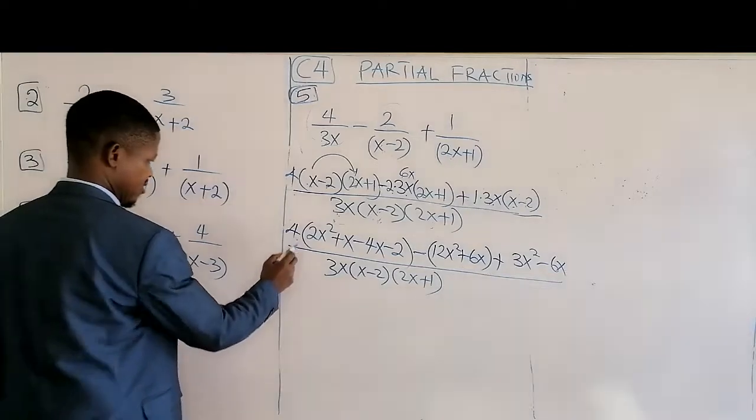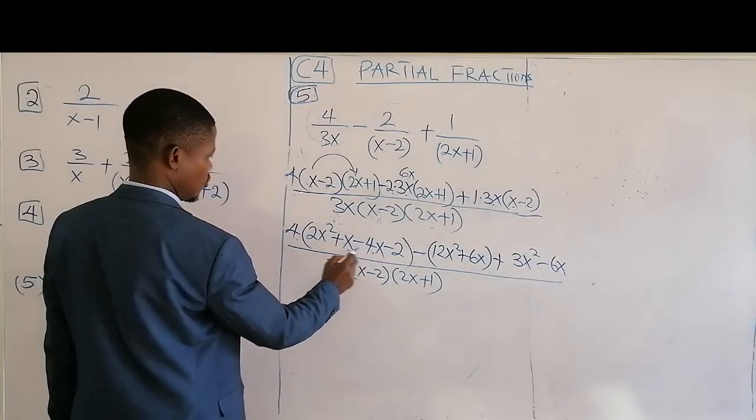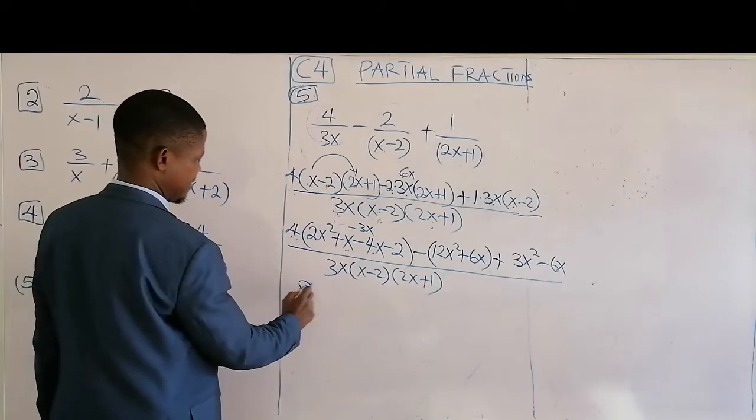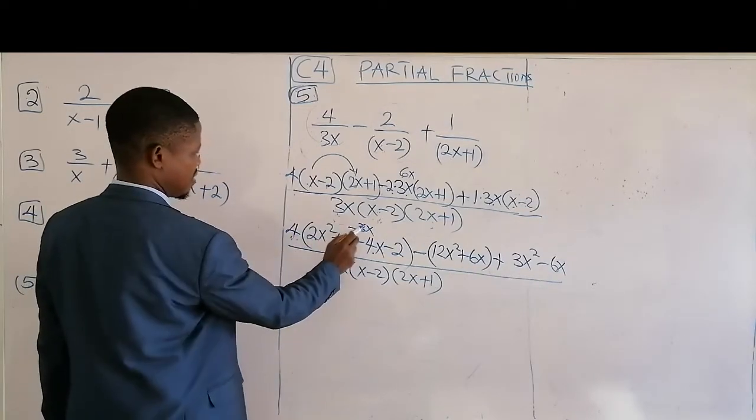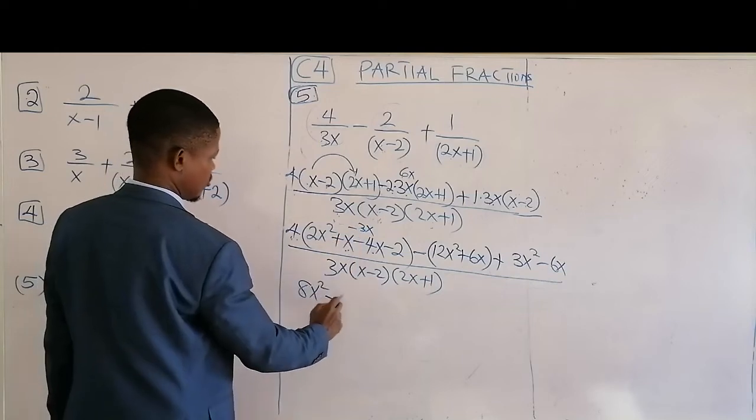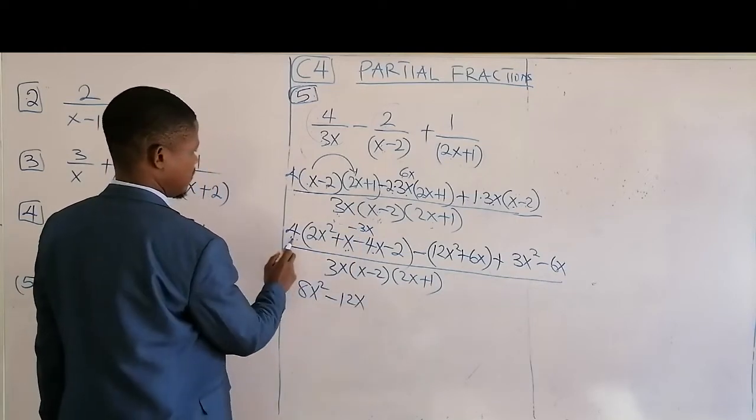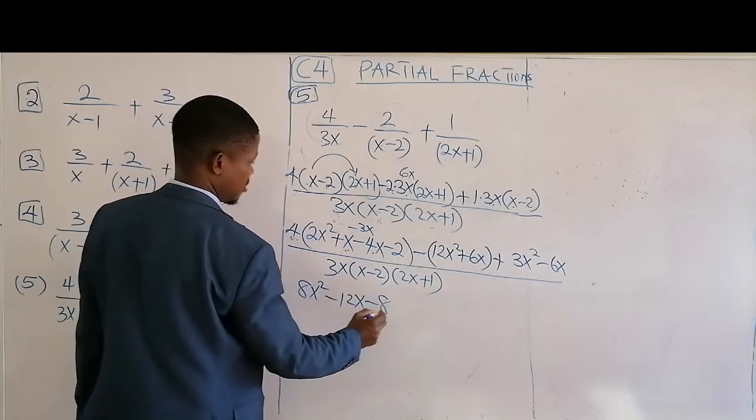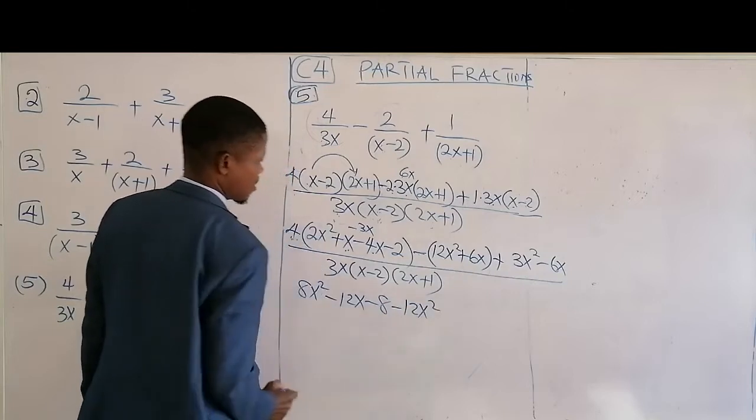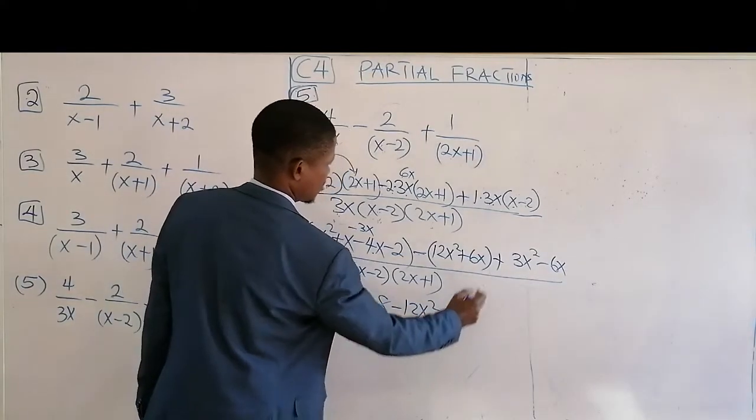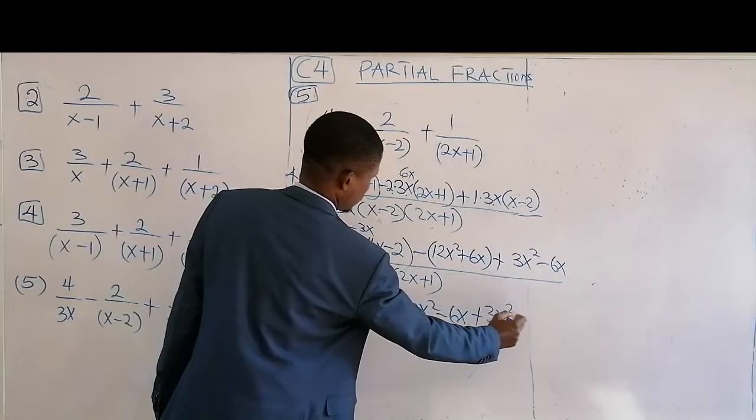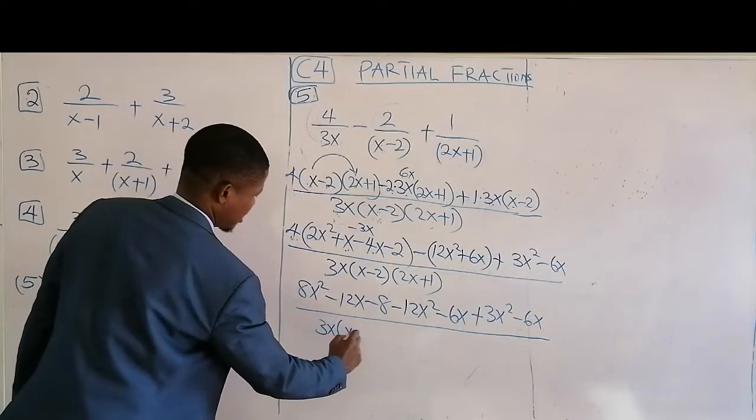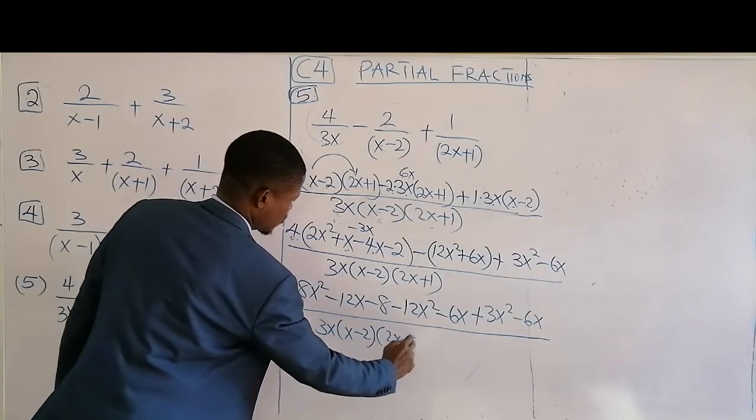So open these brackets. So we have, and don't forget that this 2 will give you minus 3x. So 4 times this, I have 8x squared. And then 4 times this, minus 3x, that's a minus 12x. And then 4 times minus 2, that's minus 8. This minus allowing to come in. That will be minus 12x squared. And then minus 6x. And then plus 3x squared. Minus 6x. All over 3x into bracket x minus 2, 2x plus 1.